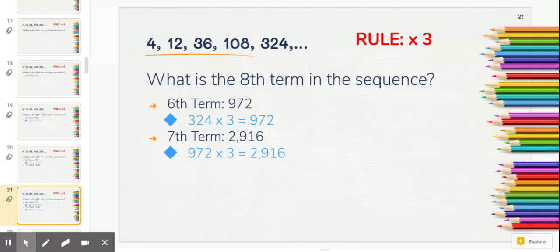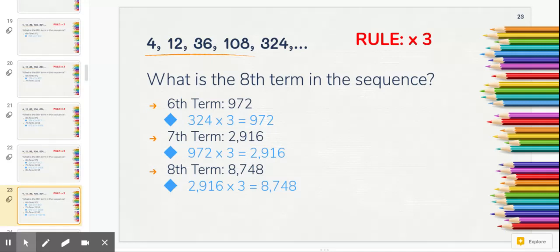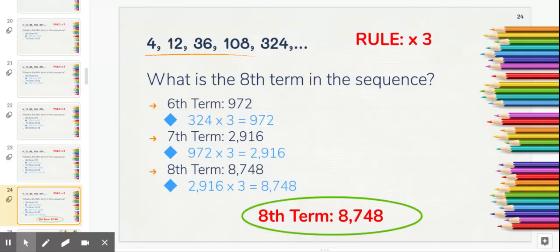By multiplying by 3, 972 times 3, I get 2,916. The next term is 8,748, and that's the 8th term because 2,916 times 3 is 8,748. So to answer this question, the 8th term in the sequence is 8,748. And like I said, you'll be able to use a calculator for this, so there's not going to be too much rigorous math that you need to do.